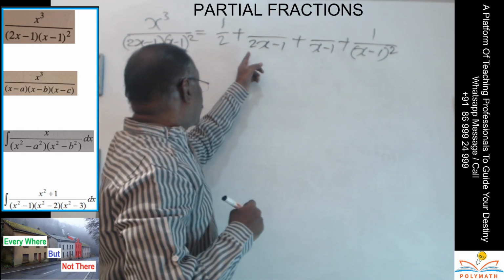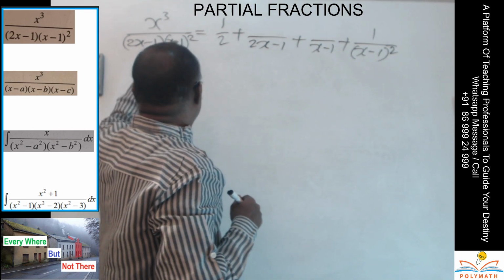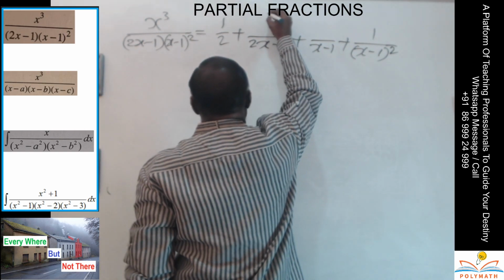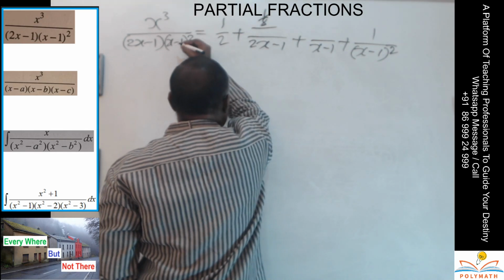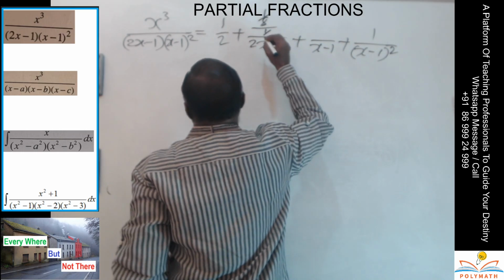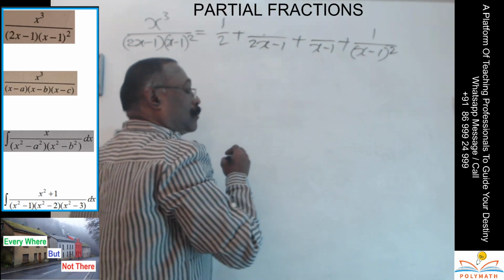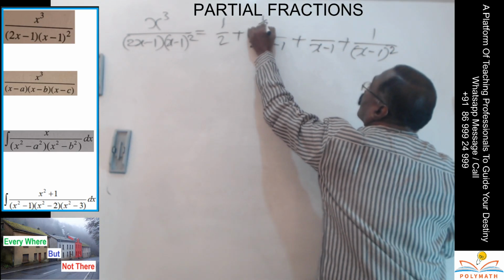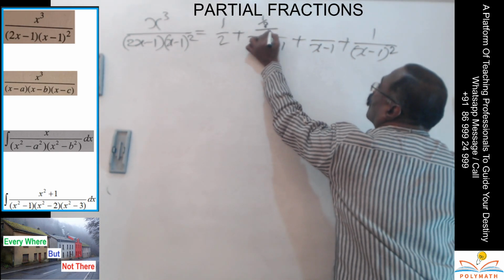Now, put x equal to 1 by 2. Everywhere, but not there. That is 1 by 8 whole divided by (1 by 2 minus 1) whole square. 1 by 4, please. I'm writing this again: this is 1 by 2 whole cube, 1 by 8 whole divided by (1 by 2 minus 1) whole square, 1 by 4.